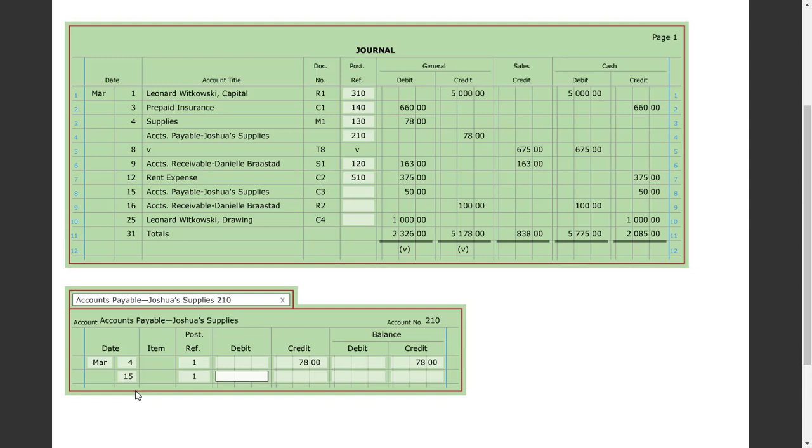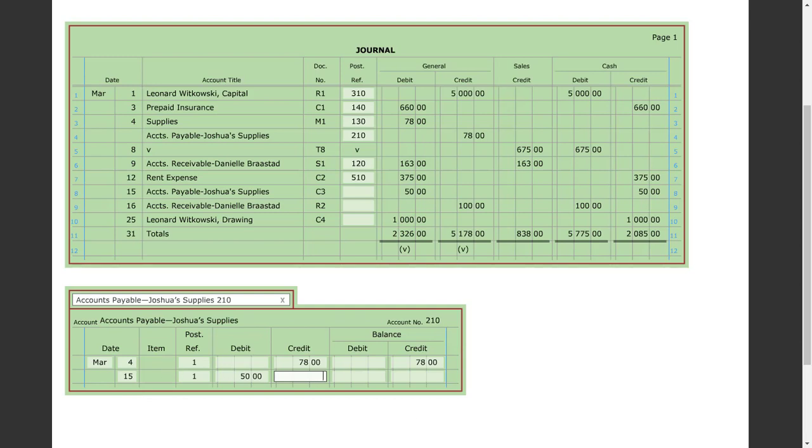Debit or credit? Debit for $50. Would you agree? Now, before this transaction of $50, what is my balance? 78 as a credit. So I have 78 as a credit, and now I just debited it 50. So what is its new balance? 28 as a credit. Why credit? Because what one is bigger? And also, it's a liability. Liabilities need to have a credit balance.